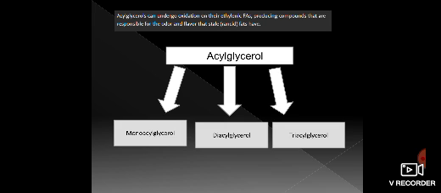And the last one is triacylglycerol. A triglyceride is an ester derived from glycerol and three fatty acids. Triacylglycerides are the main constituent of body fats in humans and other vertebrates as well as vegetable fat.